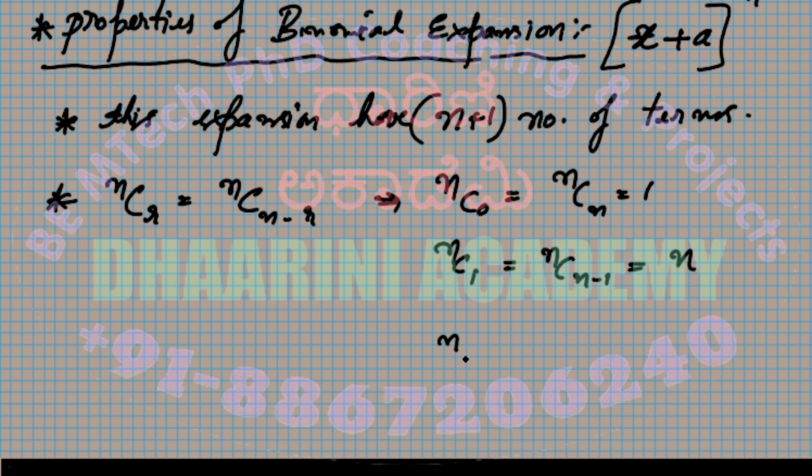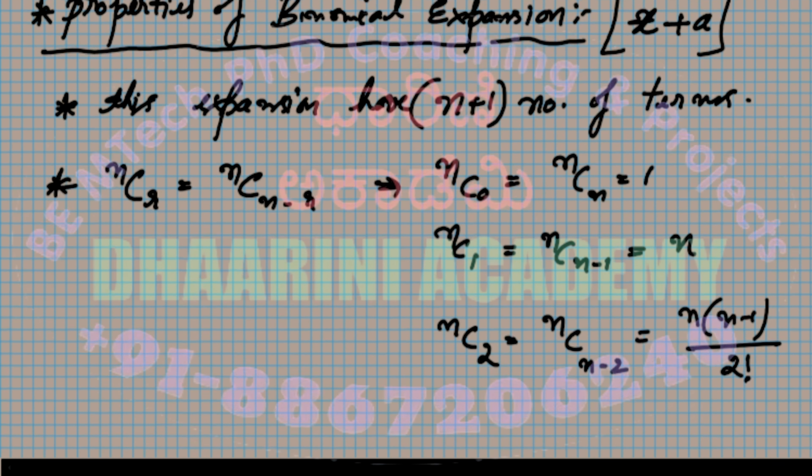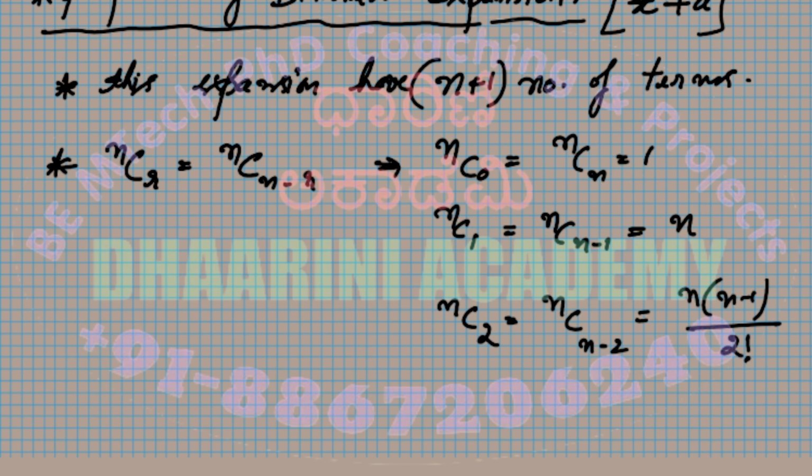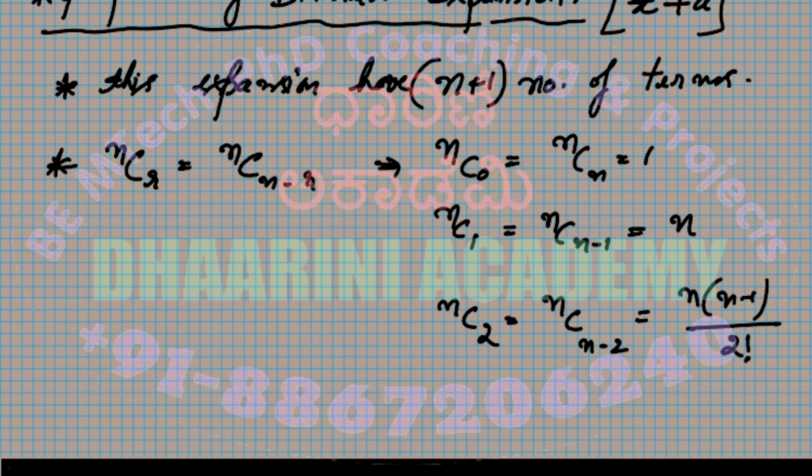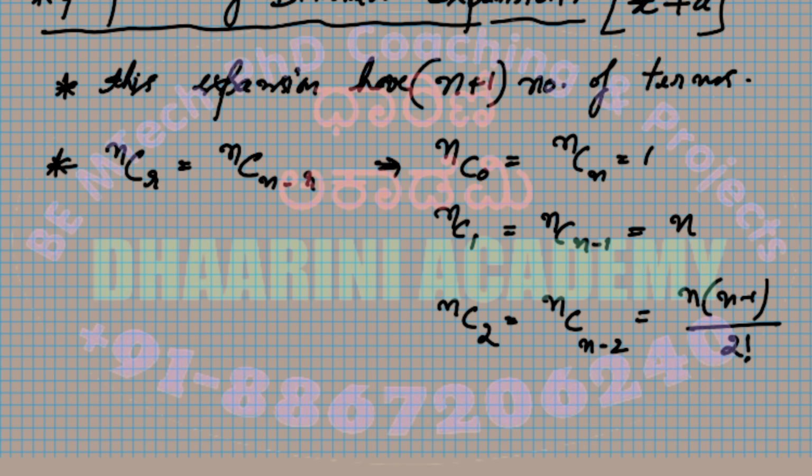Similarly, I can also apply nC2 is equal to nC(n−2). So nC2 should be n(n−1) divided by 2 factorial. I can write it as 2, but according to the rule, it is 2 factorial. This can be applied to every term that is present in that expansion, right? Instead of finding nC(n−2), you can simply apply nC2, right?